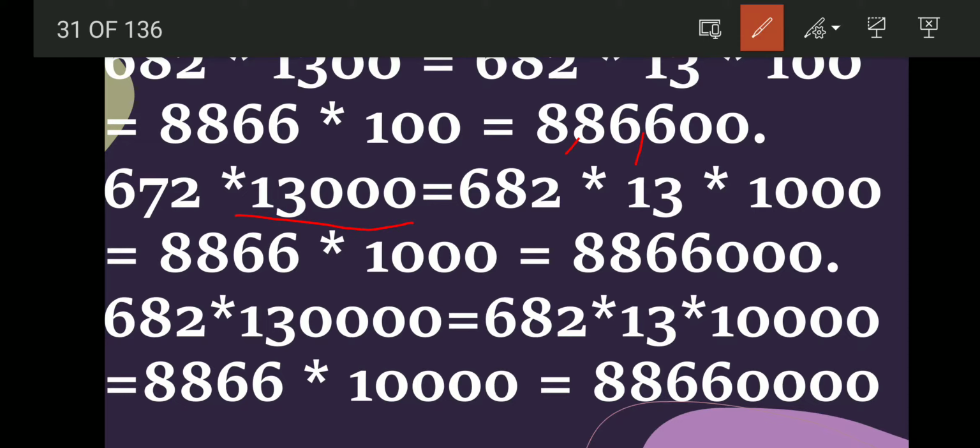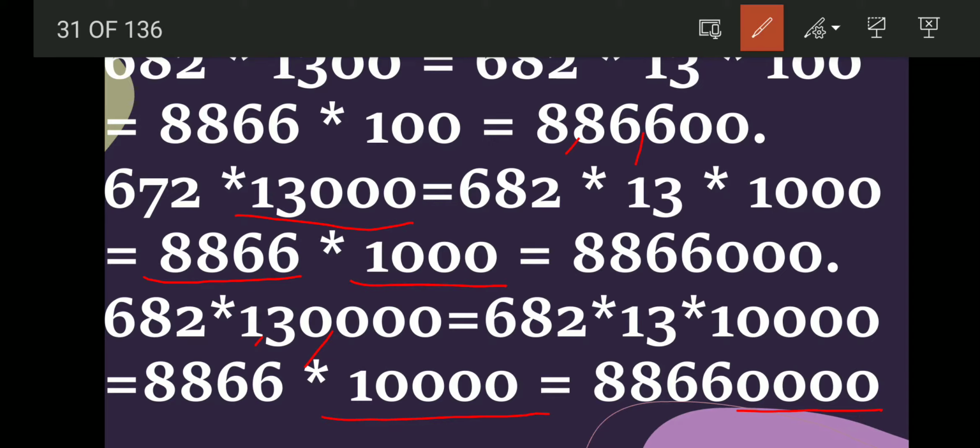Again, take another example, 682 multiplied by 13,000. 3 zeros. So it will be 682 multiplied by 13 into 1000. So 682 into 13 is 8866 and 1000, so 8866 and 3 zeros. Then again, take 4 zeros. 682 multiplied by 13 into 10,000 would be 1,30,000. So it would be 4 zeros in the answer written on the right side of the number.